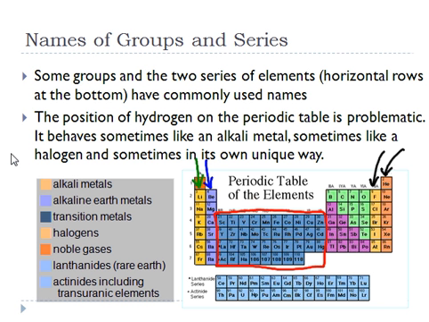Your lanthanides and your actinides are down here. The lanthanides are this top row, and the actinides are the bottom row. You don't really need to know those too much. We usually just call them the rare earth metals.